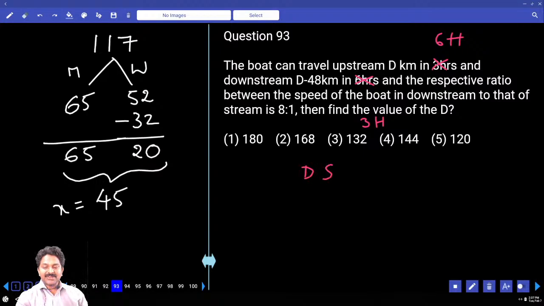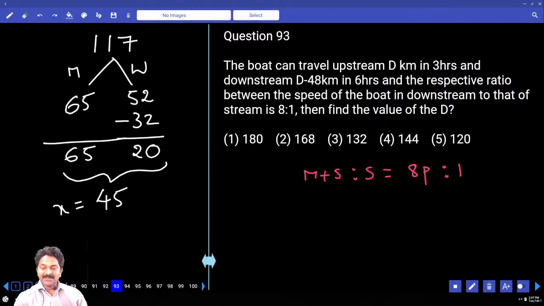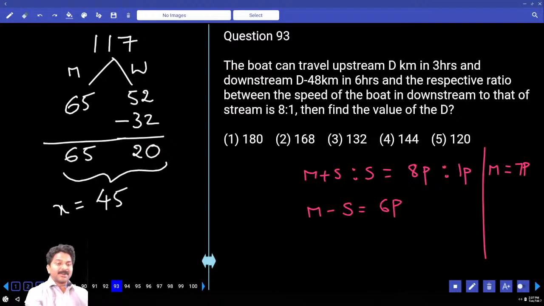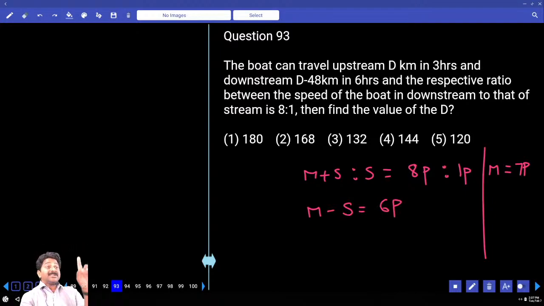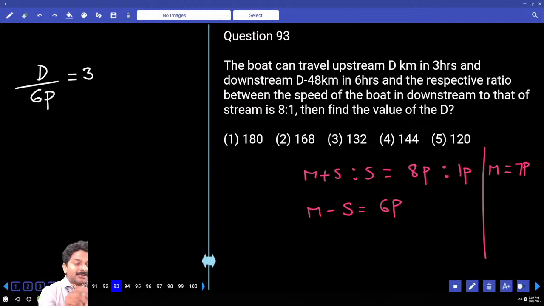Ratio between downstream and stream. Downstream means m+s, and then stream s. Ratio 8:1, 8 parts and then 1 part. From this, what is man speed? 7 parts. What is upstream speed? m-s, 6 parts, right? In which stream is it taking more time? Upstream. So d kilometers covered in upstream, speed is 6 parts, time is 3 hours. From this, can I conclude d is equal to 18 parts?